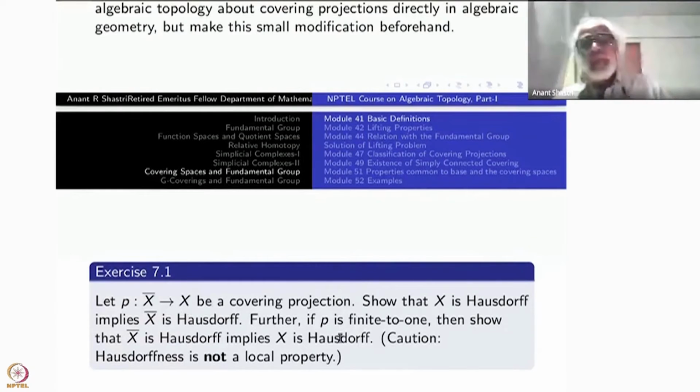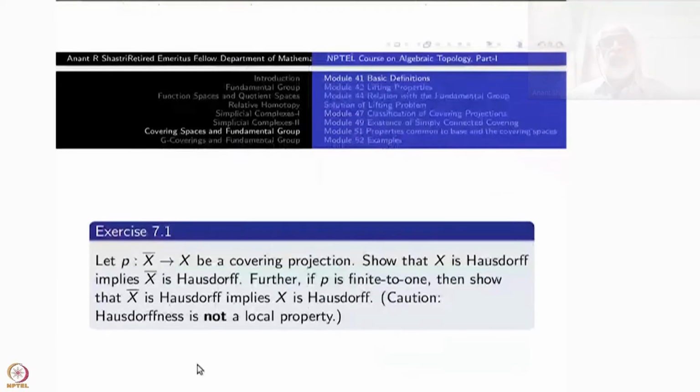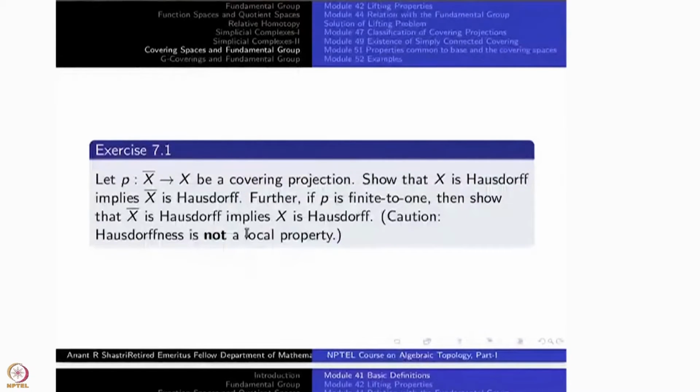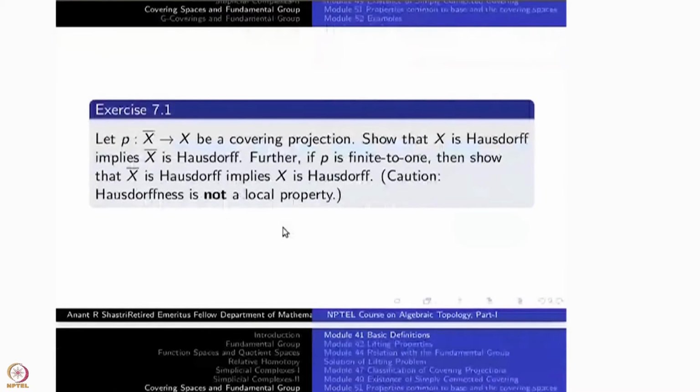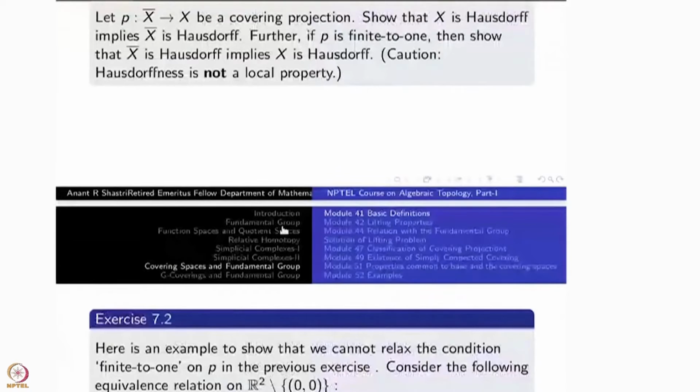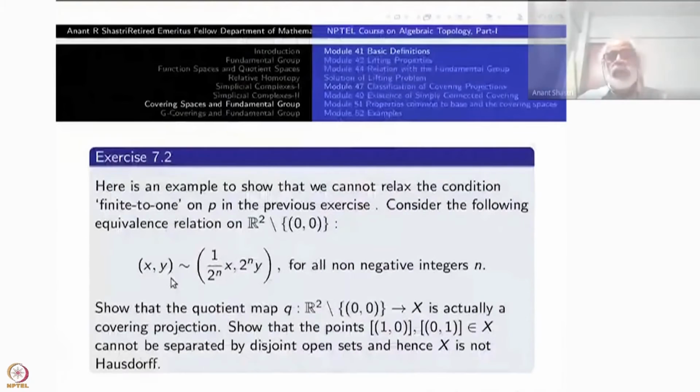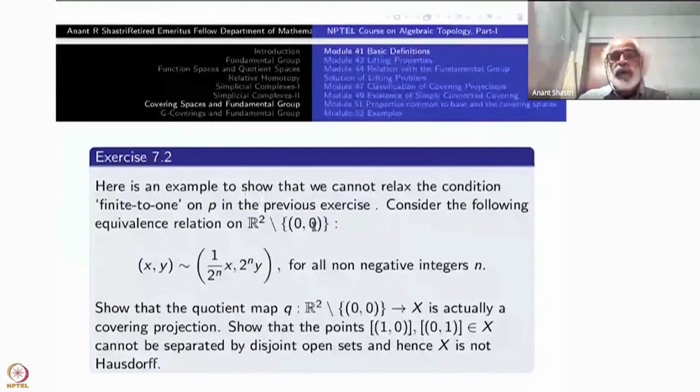But suppose you have a finite-to-one covering projection, then X bar Hausdorff implies X is Hausdorff. If it's an infinite covering, then this is not quite true. So we will have an example for this one. But if finite, then you should show that X bar Hausdorff implies X is Hausdorff. This is a straightforward point set topological conclusion. Okay, so this example is R2 minus (0,0). We have seen this example, and there is an action of the infinite cyclic group.